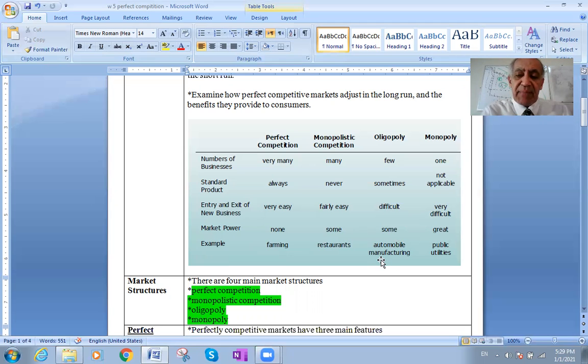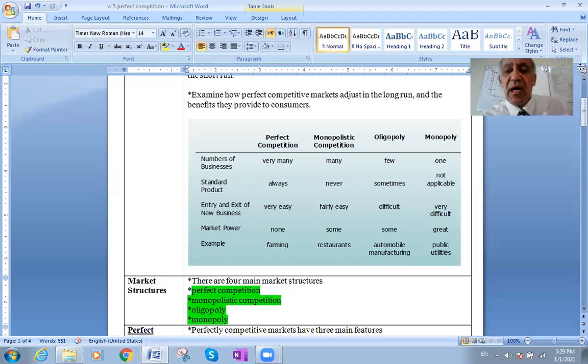So automobiles. You also have examples like types of furniture, and companies which are working in medical equipment. Those are also working here.